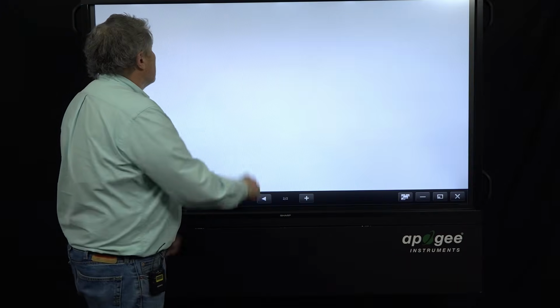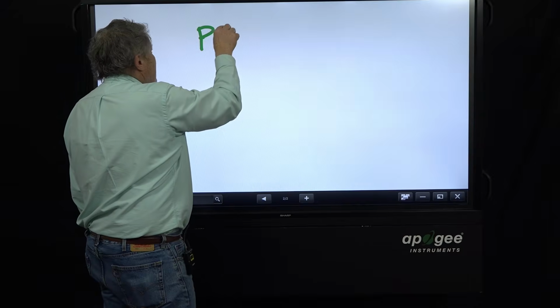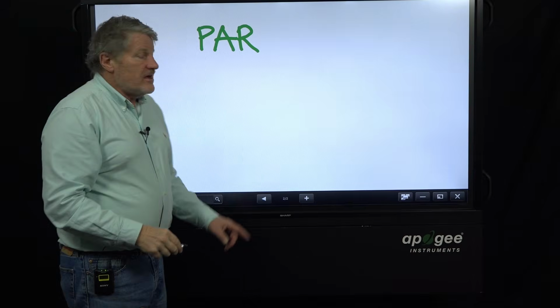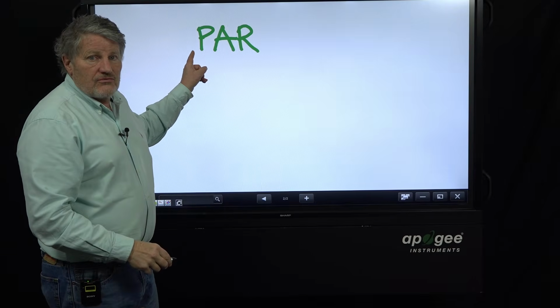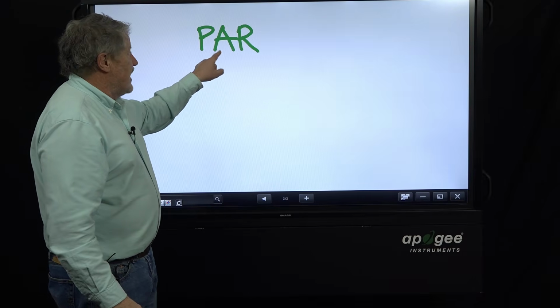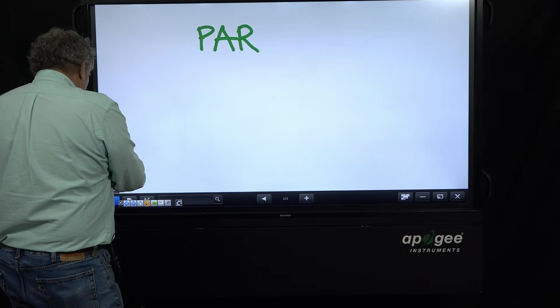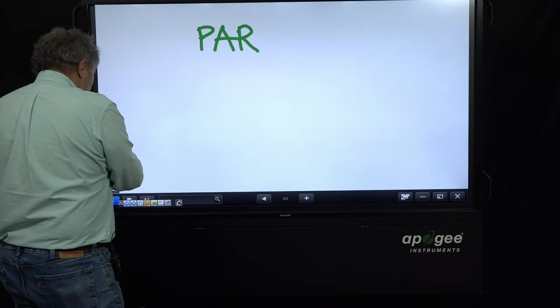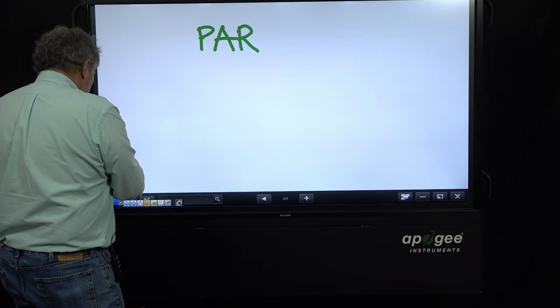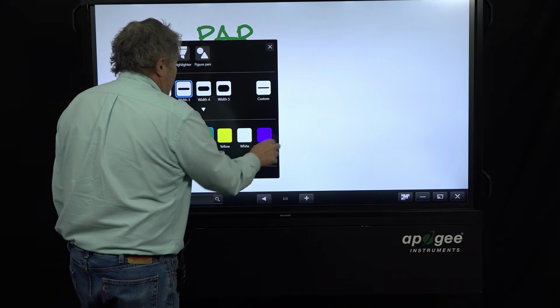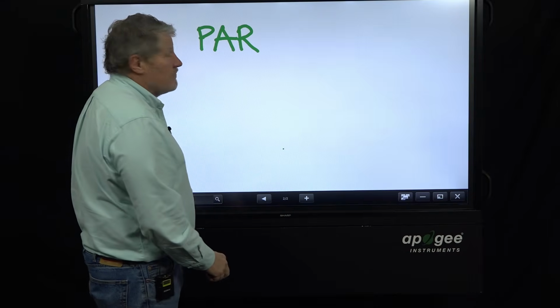Multiple acronyms are used to measure light. And the most common one is PAR. That stands for photosynthetically active radiation. Let's go to a slightly smaller line size. That's a pretty fat line. All right, now we've got a PAR.